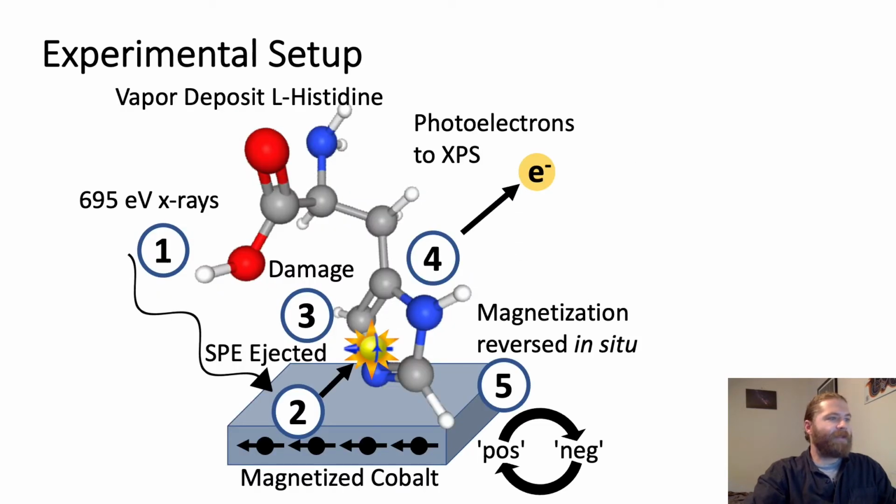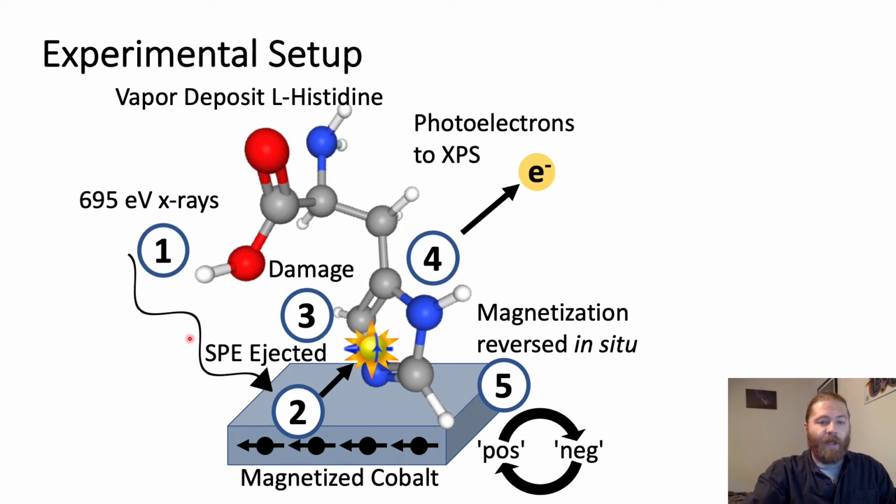So the experimental setup that we designed was to first vapor deposit a molecule, L-histidine, and we used this one because it was well understood in terms of its interactions with surfaces, and we knew that we could deposit it reliably on the surface. And then we exposed those films of L-histidine to 695 eV soft X-rays that were generated by the Advanced Photon Source Synchrotron at Argonne National Lab.